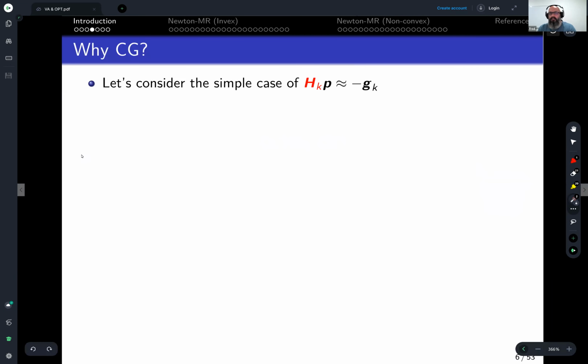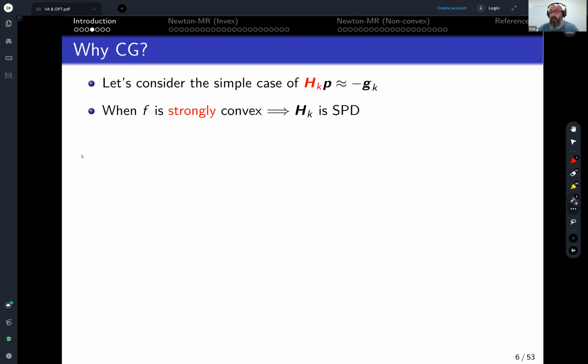So in order to understand that, let's consider the very simple case of solving a linear system as part of, for example, a line search-based algorithm. Now, when the function is strongly convex, your Hessian is going to be a positive definite matrix. If you had asked me, I have a linear system arising as part of this line search framework involving a positive definite matrix, what solver should I use?